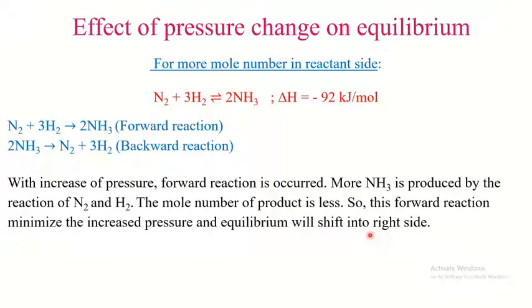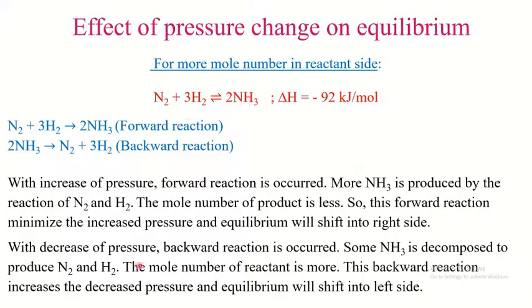Okay, now if pressure is decreased for this reaction, where the mole number of the reactant side is more, then what will happen? If pressure is decreased, then the reaction will go backward. That means more reactants are produced. Here the mole number is more, so the decreased pressure will be increased by the backward reaction producing more reactants. So here look, with decrease of pressure, backward reaction occurs.